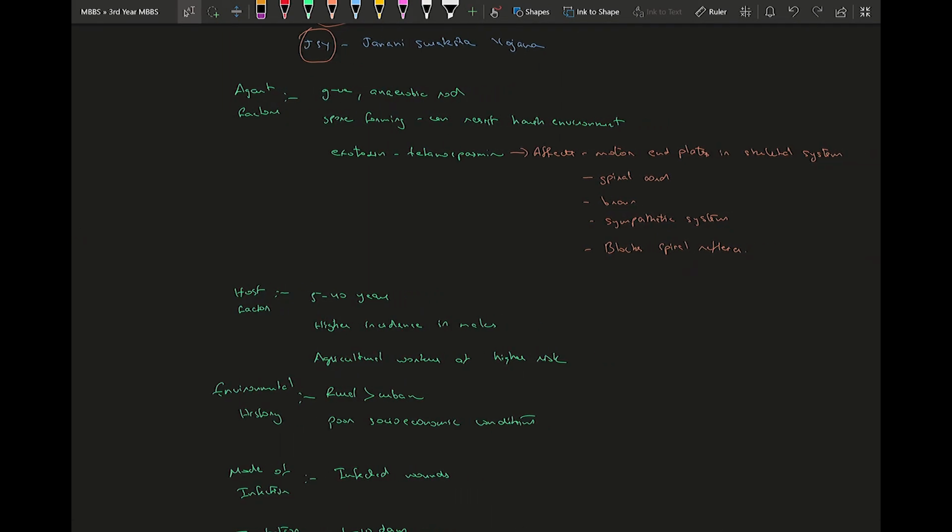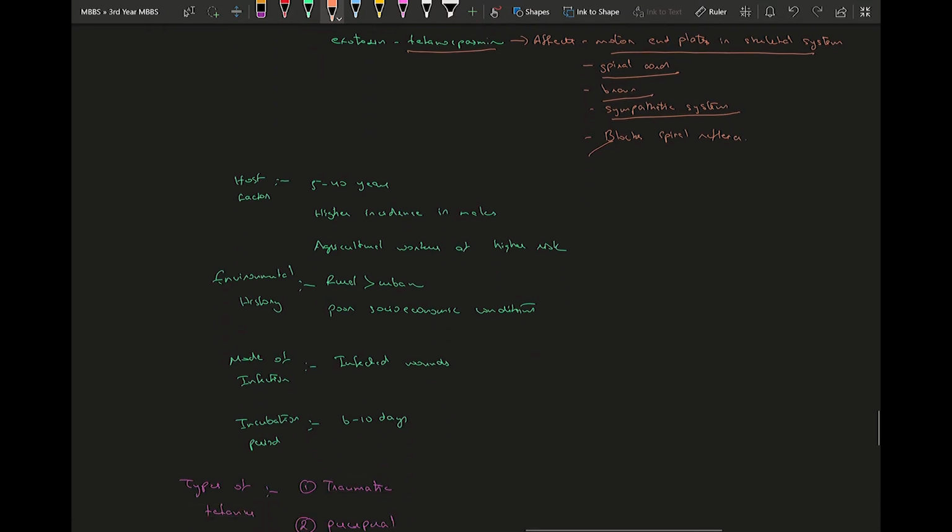So the agent factors: it's a gram-negative anaerobic rod. It's spore forming, so since it forms spores, it can resist harsh environments. I said it produces an exotoxin, right? It's known as tetanospasm. It affects the motor end plate of skeletal muscles, spinal cords, brain, and sympathetic system. Its primary mode of action is that it blocks the spinal reflexes.